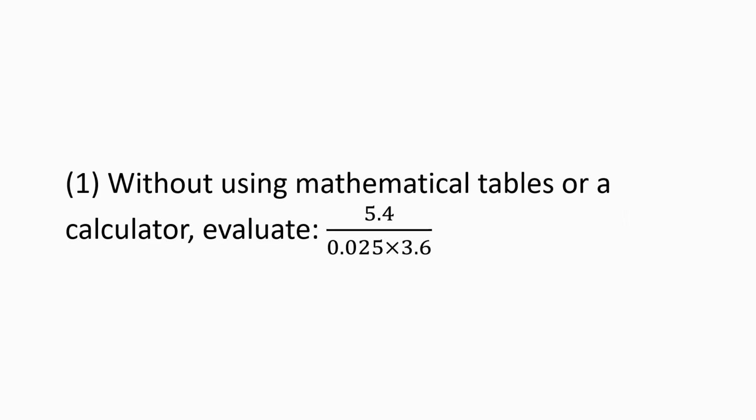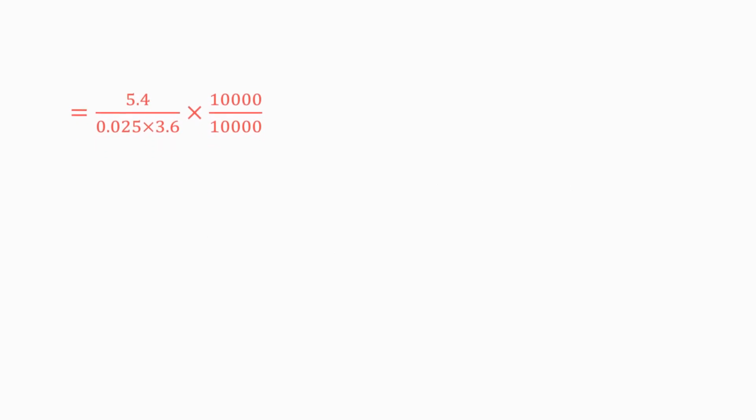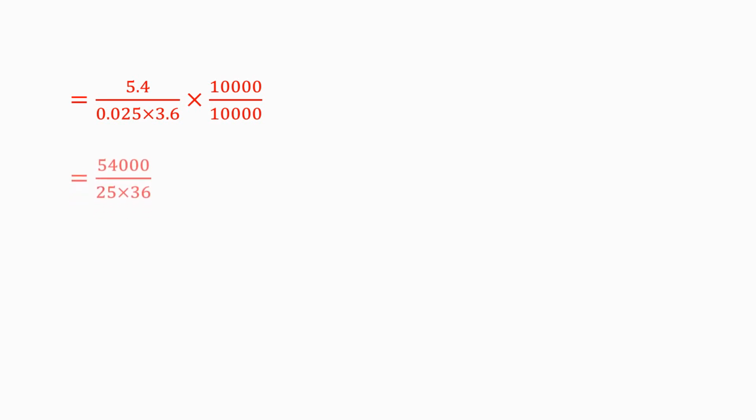Without using mathematical tables or a calculator, evaluate 5.4 over 0.025 times 3.6. So we are supposed to simplify that number, and to do that the first step is to make the denominator whole numbers, and so we multiply the figure by 10,000, both the numerator and the denominator. So in effect it will be like we have multiplied the number by 1. This gives us 54,000 over 25 times 36.